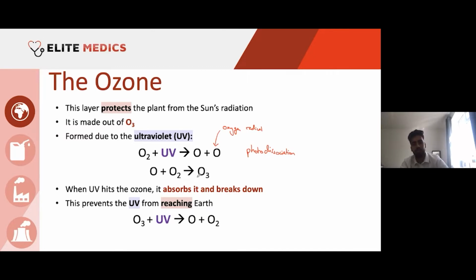So this is the formation of ozone. Now, when UV hits the ozone, it absorbs it and breaks it down. So you get the formation of ozone, and you can also get the breakdown of ozone. So you get some sort of reversible reaction. So the ozone prevents the UV from reaching Earth. Okay, so ozone plus UV will make an oxygen radical and O2. You can see it's basically the reverse of this. So you know that the formation of ozone is a reversible reaction. It can both make ozone and ozone can be broken down.